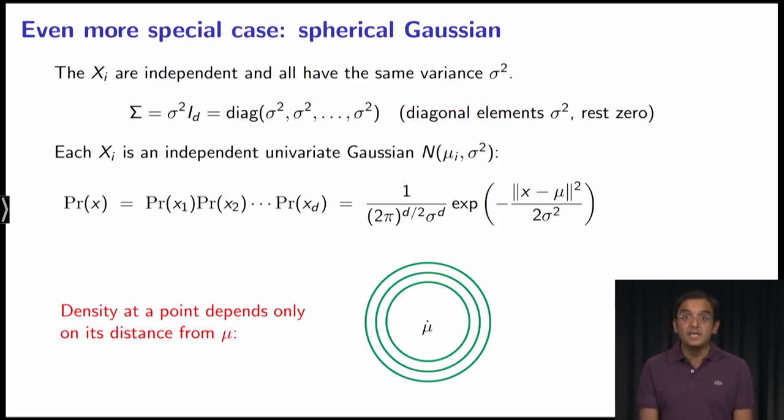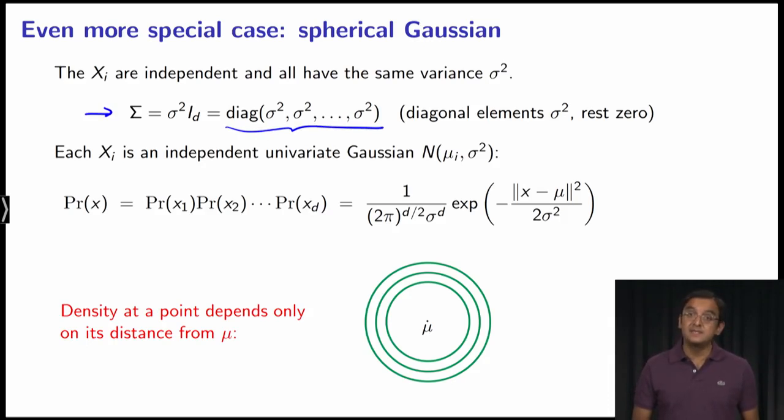Now let's look at an even more special case that's also very popular. This is when the features are independent as before, but in addition they all have the same variance. So now the covariance matrix is a diagonal matrix, and in addition the numbers along the diagonal are all exactly the same. In other words, the covariance is a multiple of the identity matrix. So the covariance matrix looks like this, a multiple of the identity matrix.